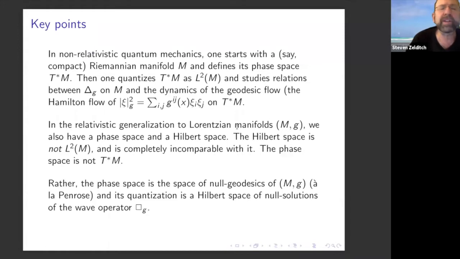So when we generalize to Lorentzian manifolds, to curved spacetimes, we have to figure out what's the phase space? What's the Hilbert space? What dynamical system are we supposed to be interested in? You might think that the obvious thing to do when you have a Lorentzian manifold is that the cotangent bundle of the manifold should still be the phase space perhaps, and L2 of the manifold should be the Hilbert space. That's not at all what we're going to do. What we're going to do is completely incomparable and singular with respect to that idea.